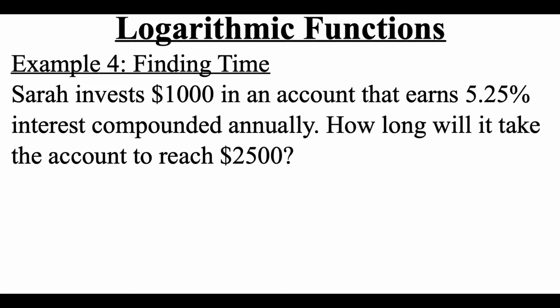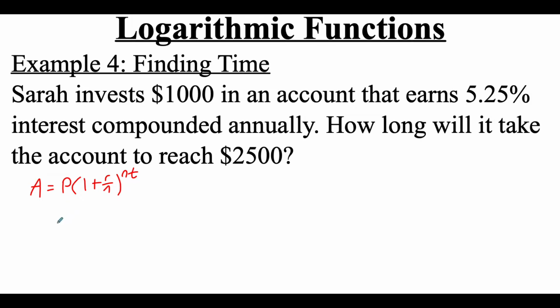In this example, we're going to be taking a look at how long it takes a savings account to mature to a certain dollar amount. So Sarah invests $1,000 in an account that earns 5.25% interest compounded annually. And we want to figure out how long it's going to take for this account to reach $2,500. So our compound interest formula is A equals P times 1 plus r over n to the power nt.